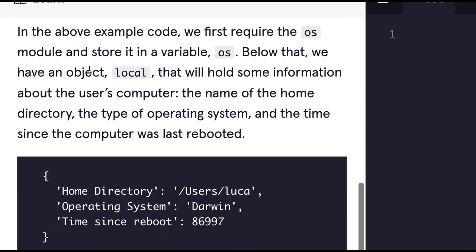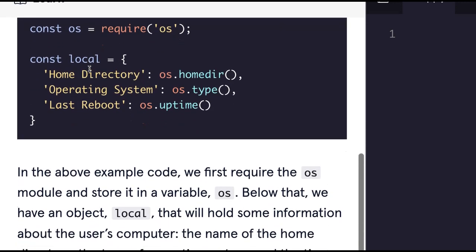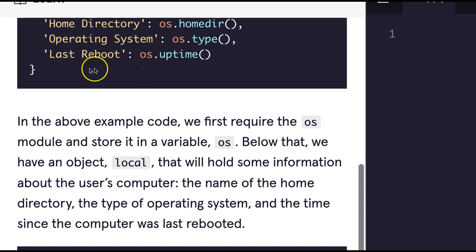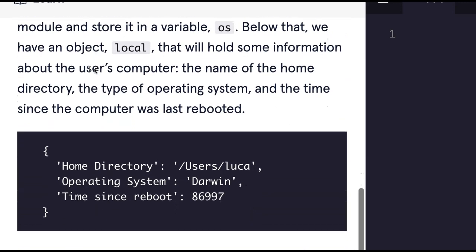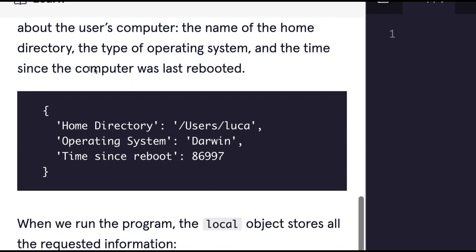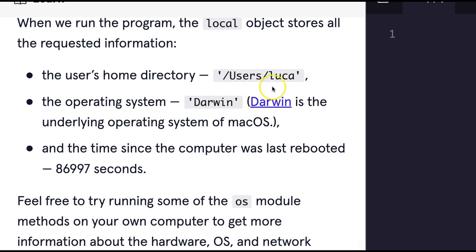In the above example code, we first require the OS module and store it in a variable os. Below that, we have an object, local, that will hold some information about the user's computer: the name of the home directory, the type of operating system, and the time since the computer was last rebooted. So this is what the values will be looking like. When we run the program, the local object stores all the requested information: the user's home directory, which is this, operating system, which is this, Darwin is the underlying operating system in macOS, and the time since the computer was last rebooted in seconds.